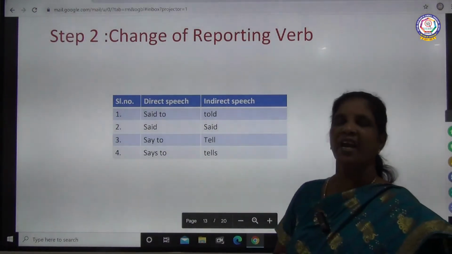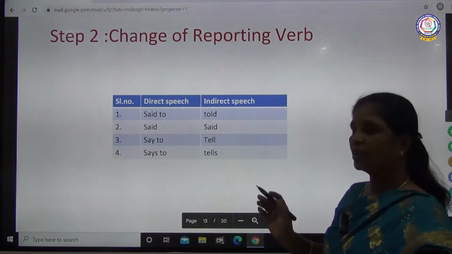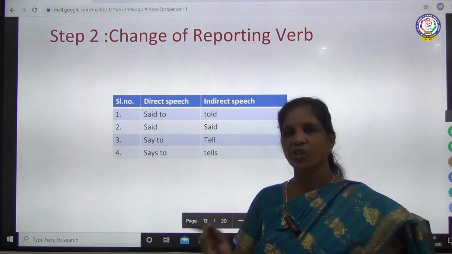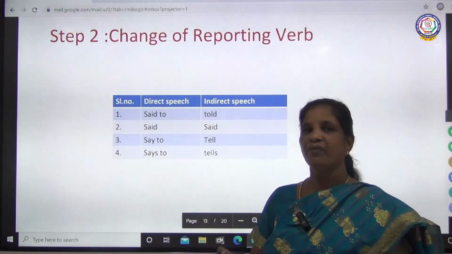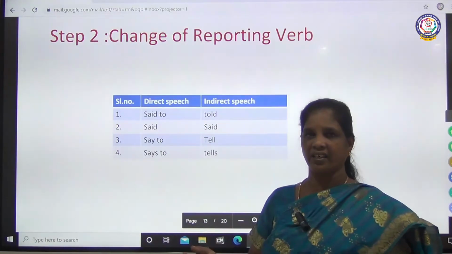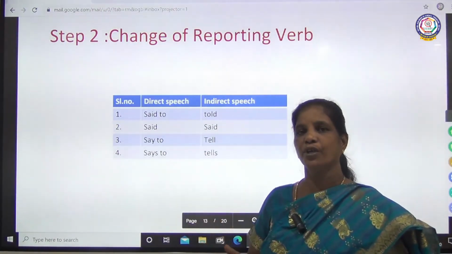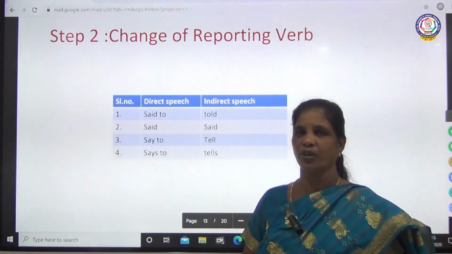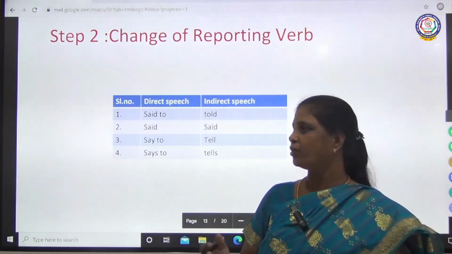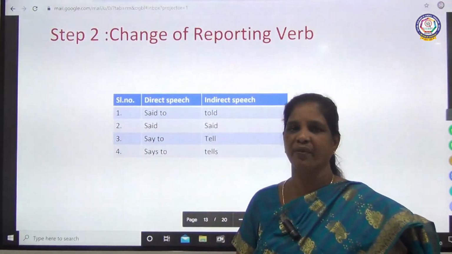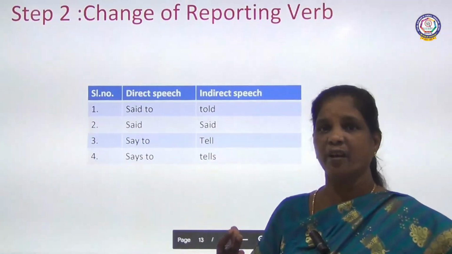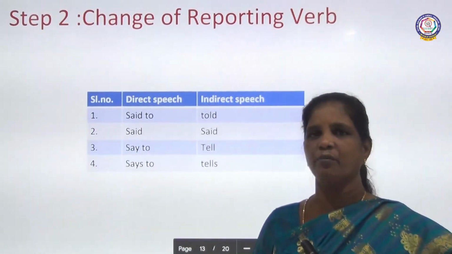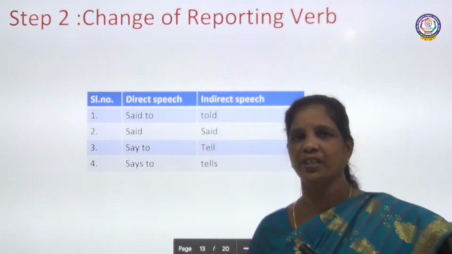Suppose the reported sentence is an advice, you will be writing advised. If it is a suggestion, you will be writing suggested. If it is a greeting, you will be writing greeted. So according to the reported sentence that is given, you will be changing the reporting verb. If it is advice, you will not say told or said, you will be writing advised, suggested, exclaimed. If it is an exclamatory sentence, you will be writing exclaimed, he happily exclaimed or sadly exclaimed, according to the sentence you will be changing.